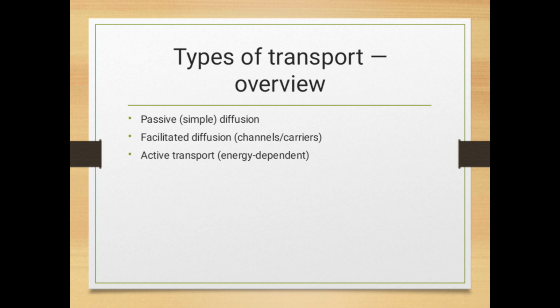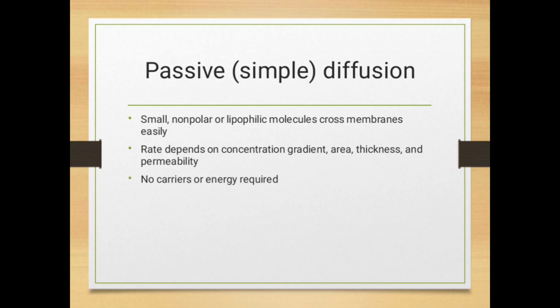Further, the last one is active transport, also known as energy dependent. Here cells use energy, usually ATP, to move molecules against their gradient. Okay, so we'll be seeing these one by one. The first one is passive or simple diffusion. So let's see what it is.